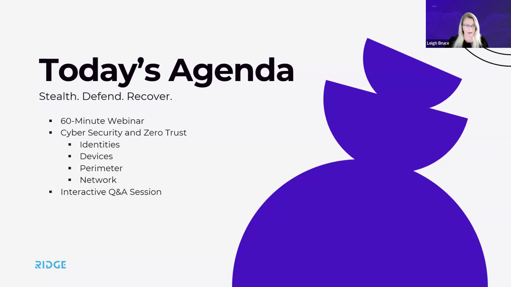We will be covering the cybersecurity and Zero Trust topics of identities, devices, perimeter, and network. So now we will pass it over to Perry and get started.